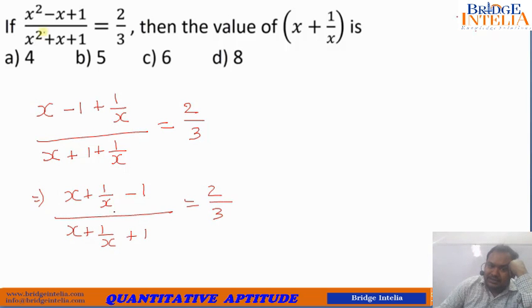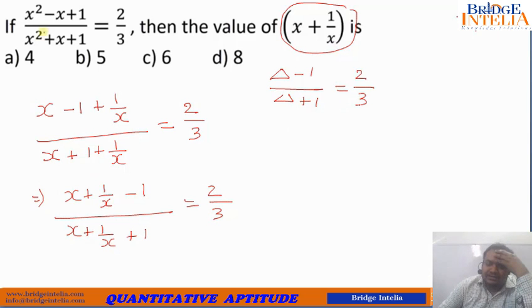So let this be delta. So we have been asked to find this out. So let this be delta. So it is known that delta minus 1 by delta plus 1 is equal to 2 by 3. So based on this you can find the value of delta. So let's see what that comes out to be. So 3 delta minus 3 is equal to 2 delta plus 2. So delta is equal to 5.